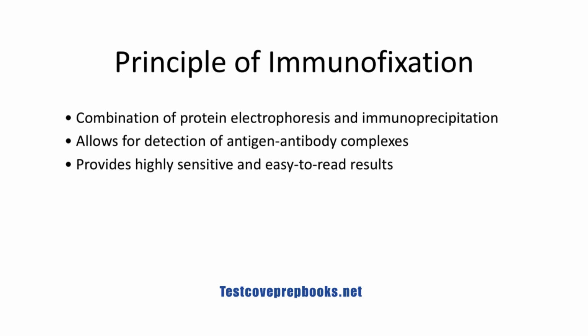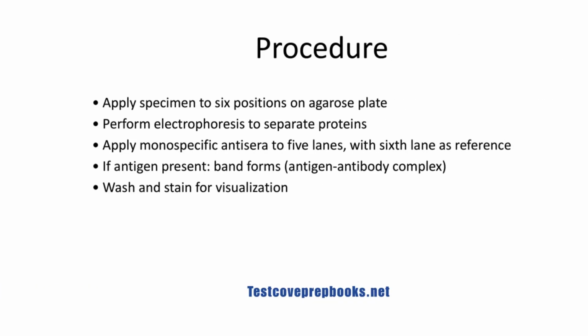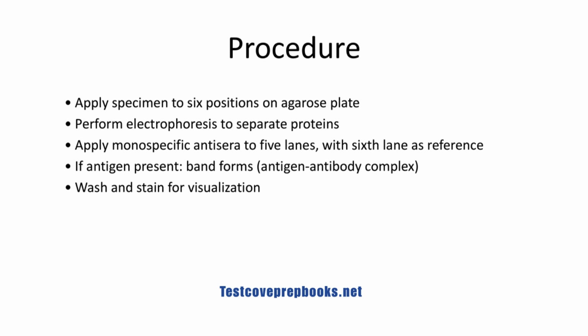Immunofixation is a laboratory method that combines protein electrophoresis with immunoprecipitation. It is highly sensitive and relatively easy to interpret. Here's the procedure. First, the specimen is applied to 6 positions on an agarose plate. Next, electrophoresis is performed to separate the proteins. After separation, monospecific antisera are applied to 5 lanes, leaving the 6th lane as a reference. If an antigen is present, a band of antigen-antibody complexes will form and precipitate. Finally, the plate is washed and stained so that the bands can be visualized.